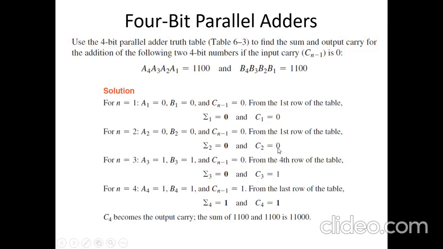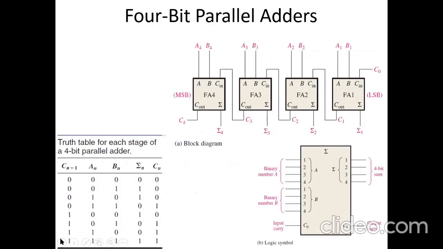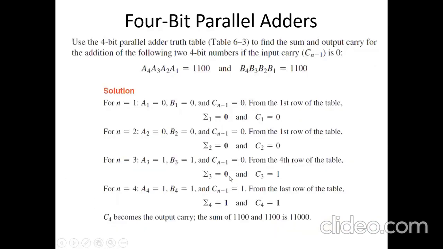Again, for n equals 3, we take the carry, which is also 0. For n equals 3 the bits A3 and B3 are 1 and 1 with a carry of 0. Looking at the table again, this is 0, 1, 1, which corresponds to the fourth row. In this case, the sum is 0 and the carry is 1.